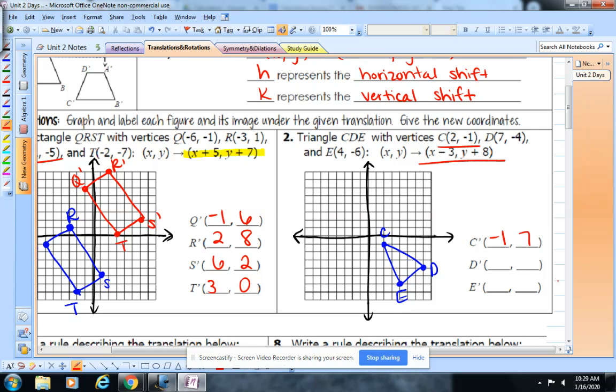So (-1, 7) is C prime. You okay with that? Then D is (7, -4). So what is 7 minus 3? 4. What's negative 4 plus 8? Positive 4. And then E is (4, -6). So what is 4 minus 3? 1. And what is negative 6 plus 8? 2. And then we graph the next triangle. Label them.